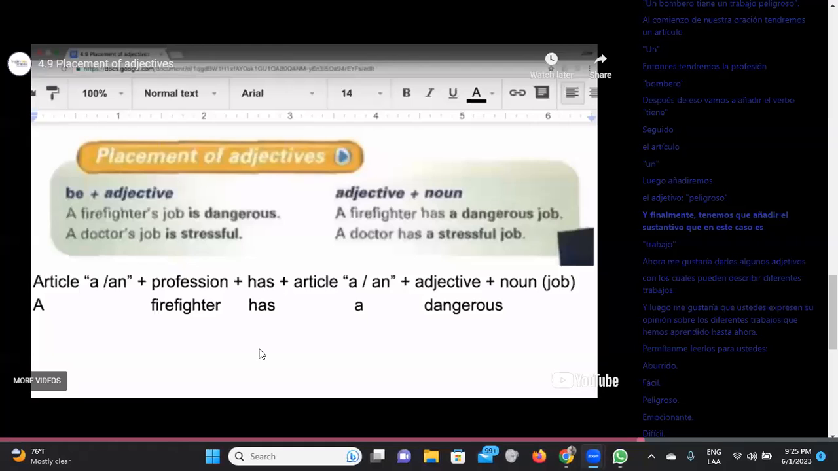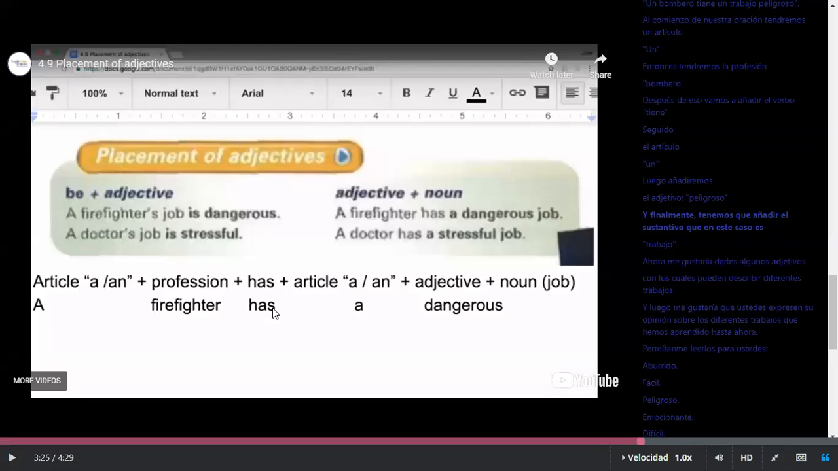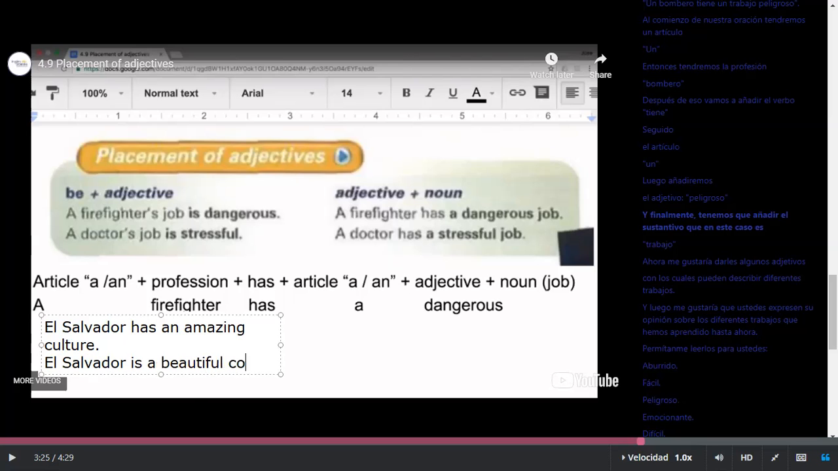Vamos a continuar con el ejemplo que les iba a dar con has. Decimos, El Salvador has an amazing culture, right? O digamos, El Salvador is a beautiful country. Okay. So, aquí estamos viendo que se puede utilizar la misma estructura, adjective plus noun, utilizando el verbo has o utilizando el verbo to be. Las dos aplican.